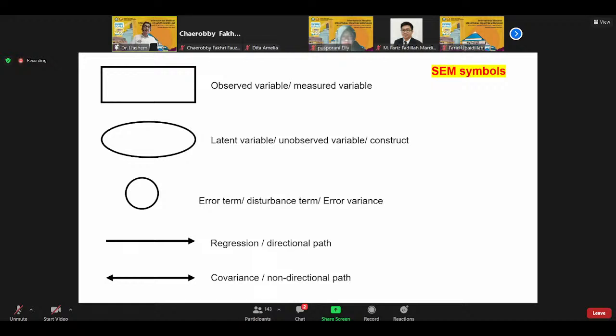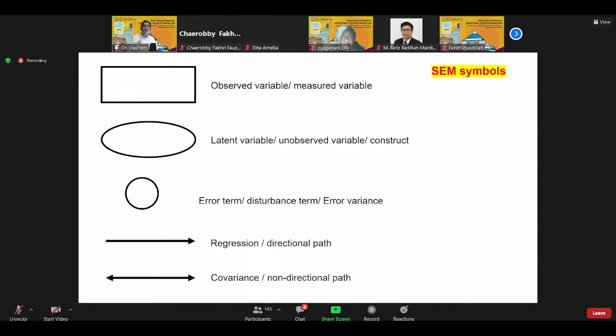So I'm moving very fast because I would like us to reach the main part that is my concern: how to use SEM to prepare your thesis and your papers, right? So this is the symbol, and normally, as I said, for the measurement variable we use a rectangle. For the latent variable, or sometimes we call it a construct.